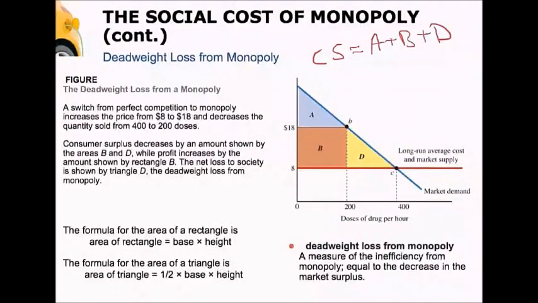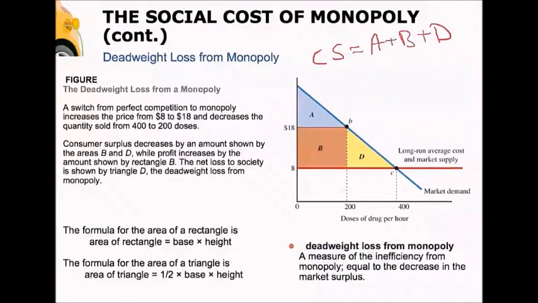Now for the monopolist, we know that the profit-maximizing choice is to produce and charge at point B with 200 doses per hour and charging $18. Well, what do we see for the monopolist? We would have consumer surplus equal to the area A. Now, this is smaller than it was under perfect competition, so consumer surplus has gone down by B plus D.